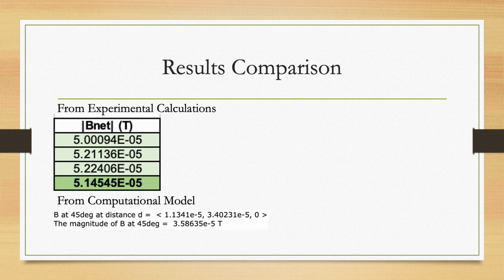Next, I will compare the results from the experimental calculations and also from the computational model. From the experimental calculations, I calculated that the magnitude of the net magnetic field was roughly, on average, 5.145 times 10 to the negative 5th Teslas. From the computational model, however, I got a very different answer, which is 3.586 times 10 to the negative 5th Teslas. Errors for the final result may have derived from systematic and random errors throughout the experiment.